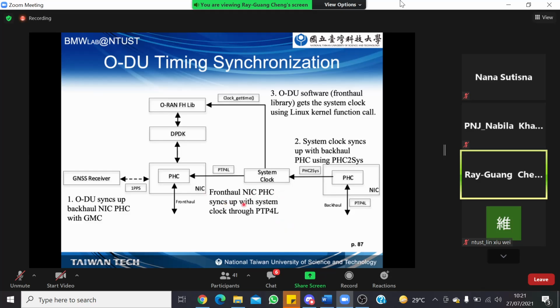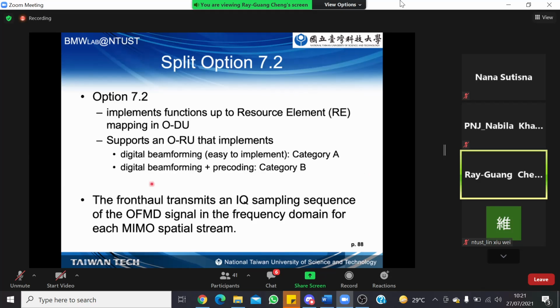Here, the Fronthaul NIC also needs to sync up with the system using PTP4L. So this system clock gets its time from a master clock here, the main source for the system clock. This one is for timing generation.